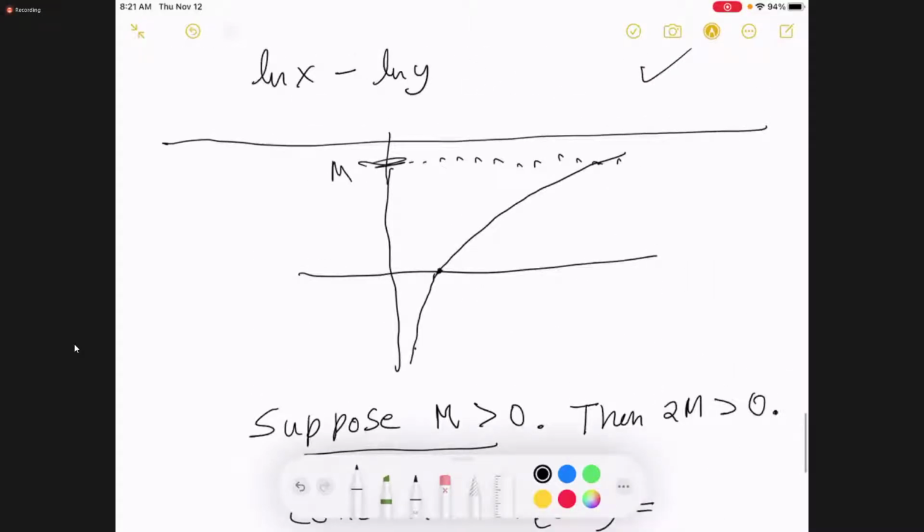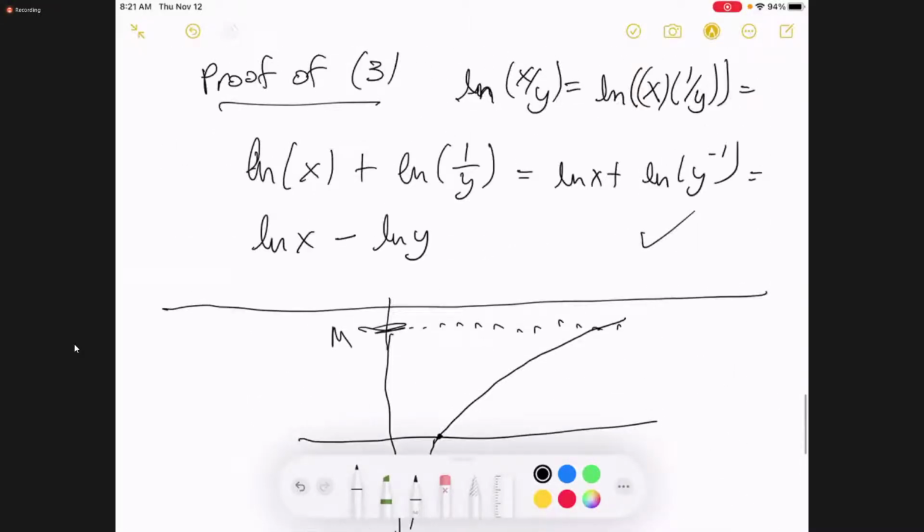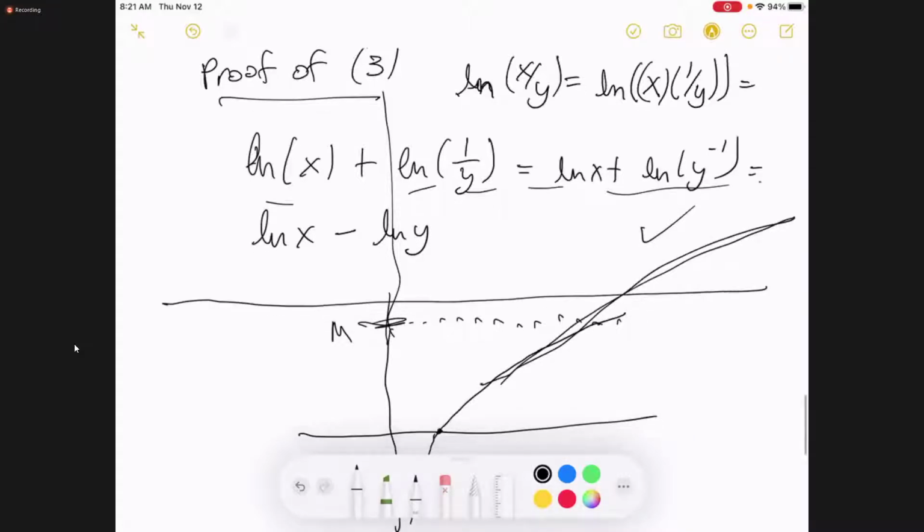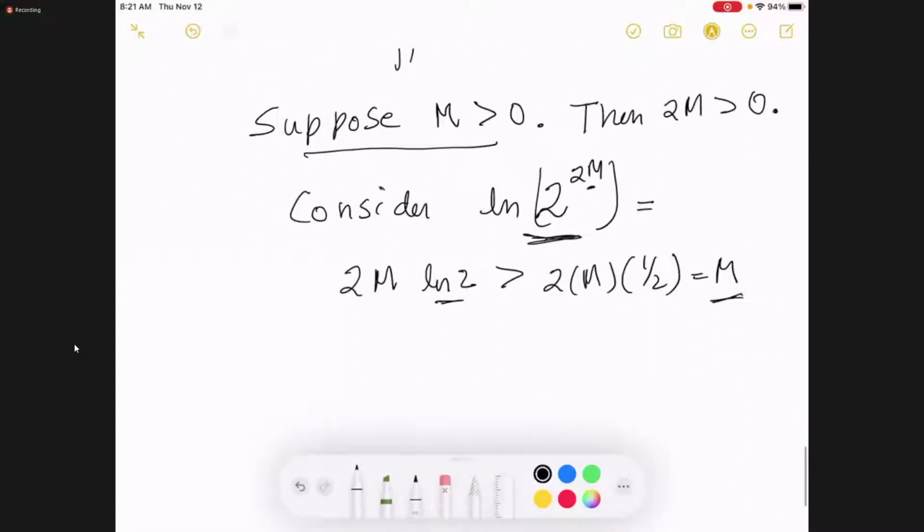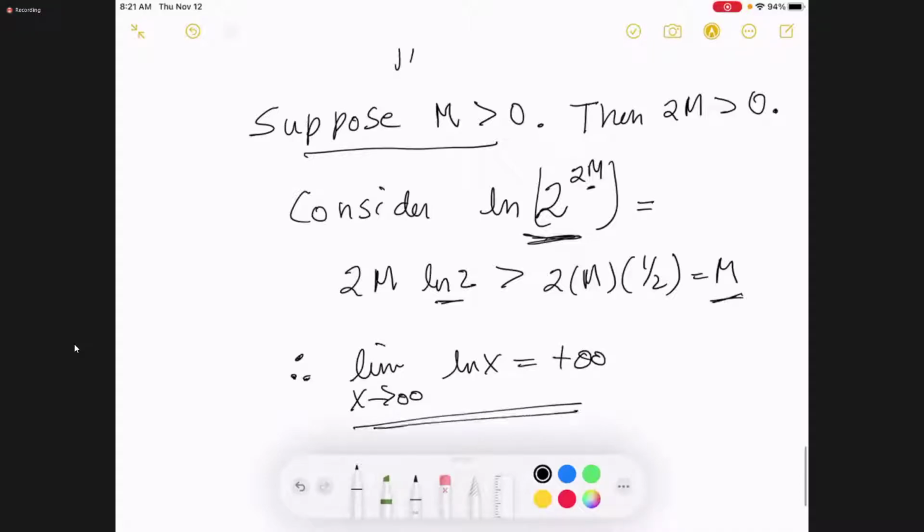That means that no matter how high I try to draw my horizontal line, it's still going to cross that log curve. So it increases forever, okay? So therefore, the limit as x goes to infinity of ln of x is plus infinity.